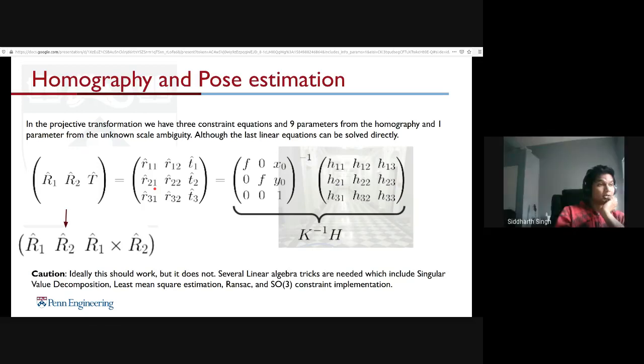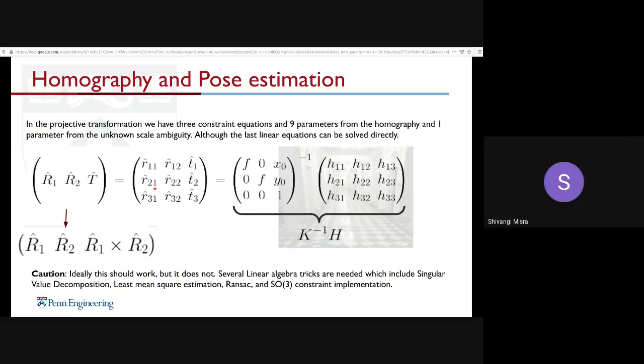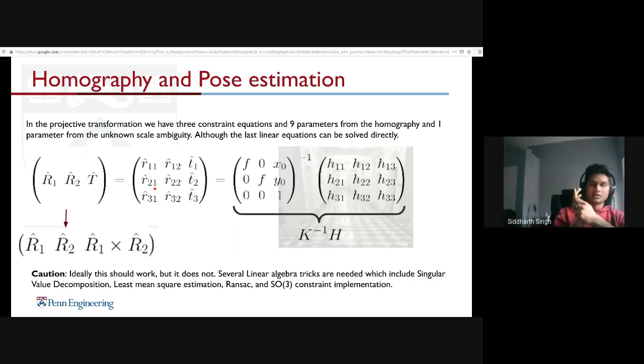Ideally they should be perpendicular. But because of noise, R1 cap cross and R2 cap cross won't be exactly perpendicular to each other, nor exactly perpendicular to both R1 and R2, right? But again, we are trying to estimate. This is estimation, not an exact solution. So if we don't get that in practice, this is theory and this is the ideal scenario.